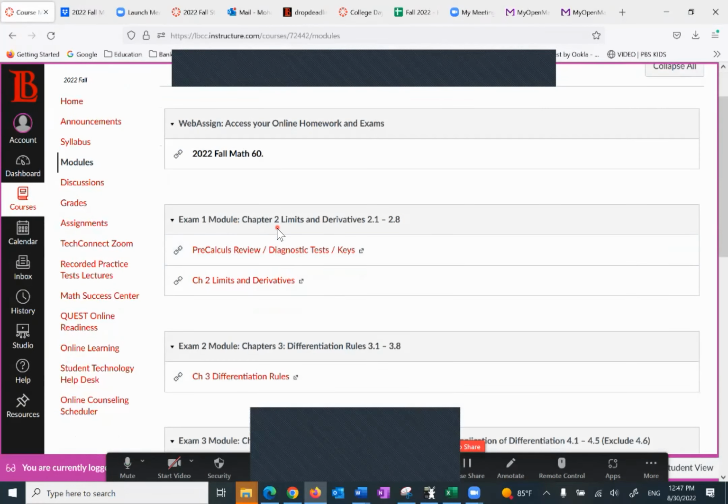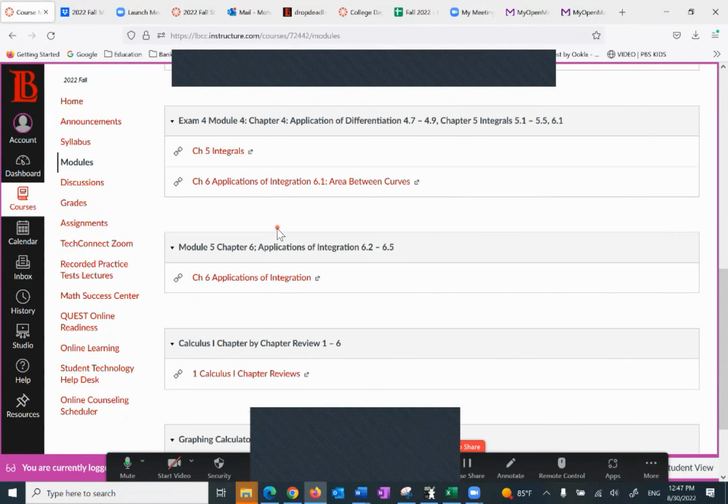Then we have exam 1 module, exam 2, exam 3, exam 4, and then module 5. So to get ready for the final, all you have to do is study from the previous exams, and then you can cover this module.